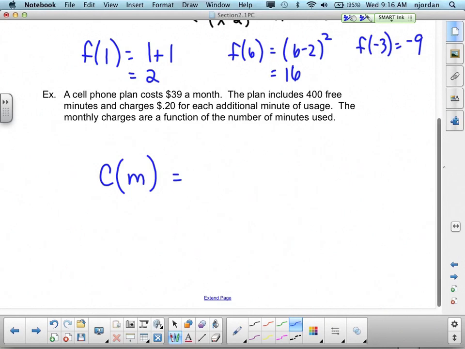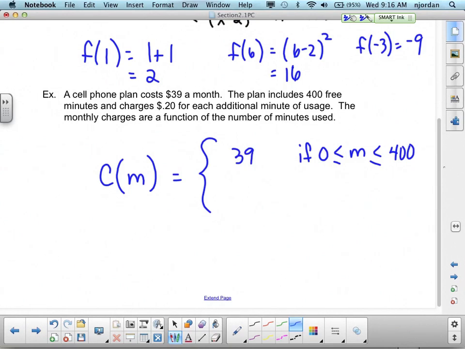Okay? Now we have 2 scenarios for the cost. We have a scenario when, I'm going to set the domain first, if our minutes are between 0 and, what was it, 400. So if we have 400 or less minutes, then you're only being charged $39. So that would go there. Okay? But what happens if your minutes go above 400? So let's think about this. Okay? We're still being charged the $39. But now we're going to be charged 20 cents for each additional minute.